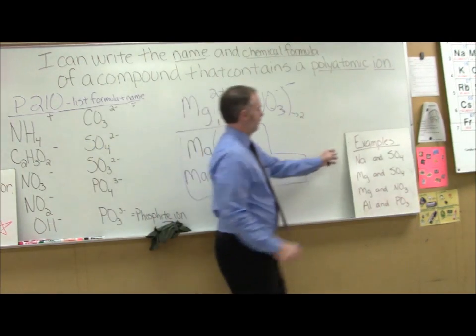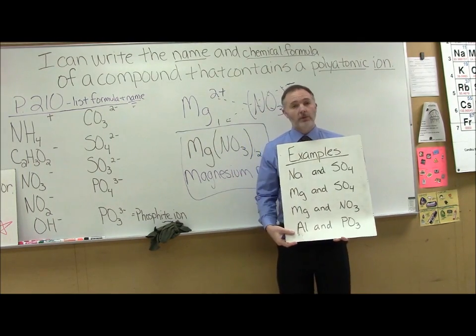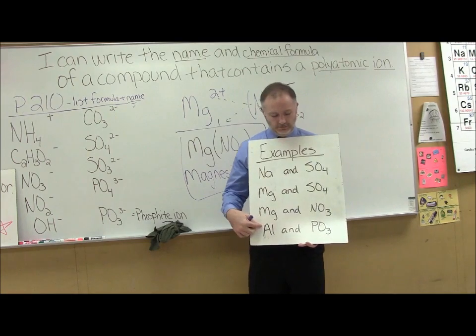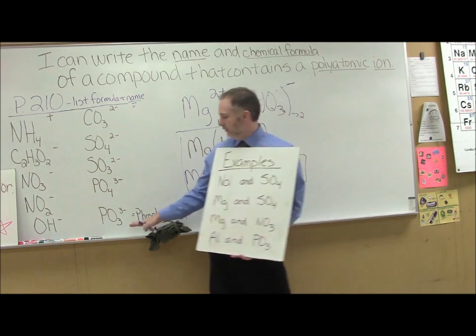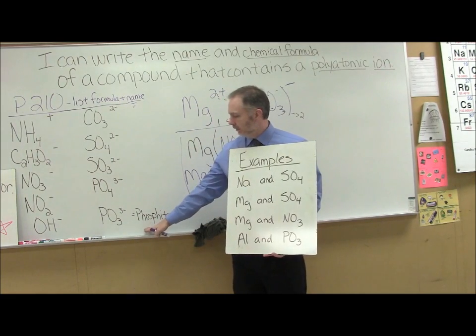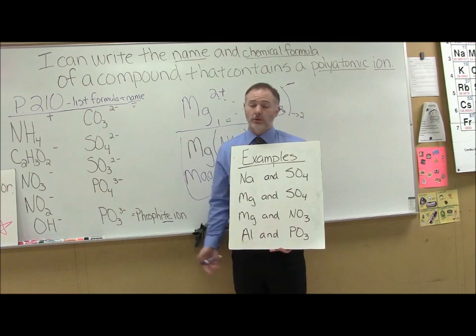And I want you to do the last one on your own. Show it to me when you come into class tomorrow. We have aluminum and PO3, that is phosphite, right down here, and it has a -3 charge. All right. So good luck, we're going to practice a lot.